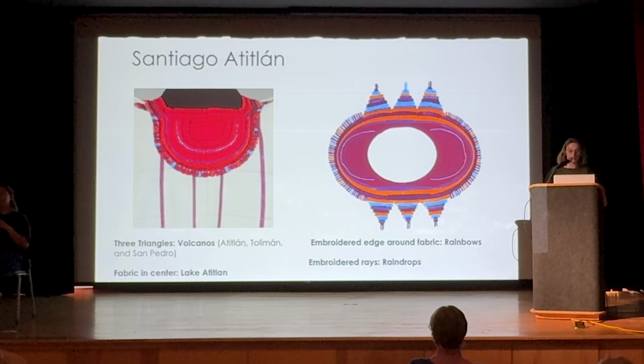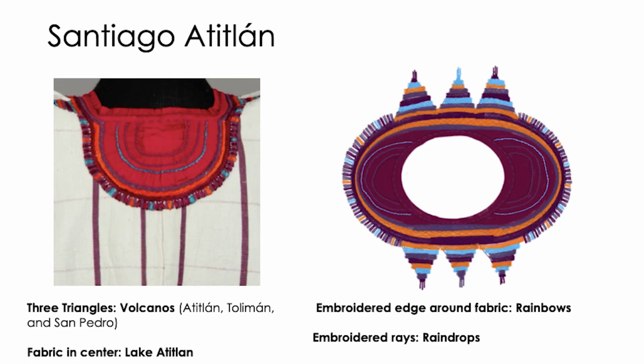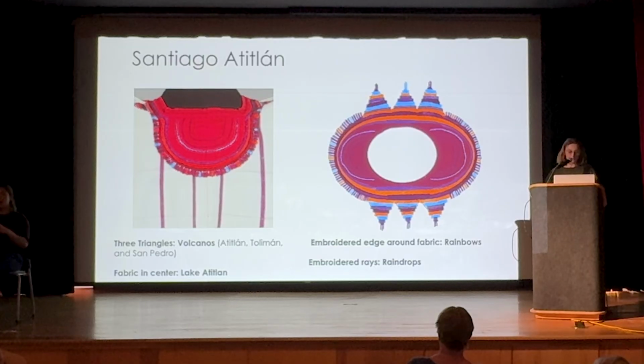Finally, in the huipiles of Santiago Atitlán, particularly in the nim po't, or ceremonial huipils, the neck is a representation of the lake. So they usually add an extra piece of fabric for the yoke that represents Lake Atitlán. The three triangles that sit on the shoulders around the yoke are the three volcanoes that surround the lake, Atitlán, Tolimán, and San Pedro.